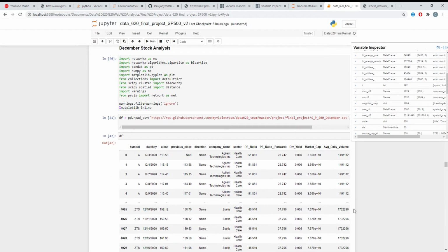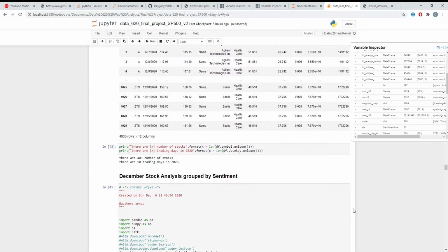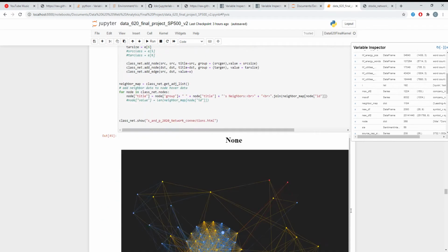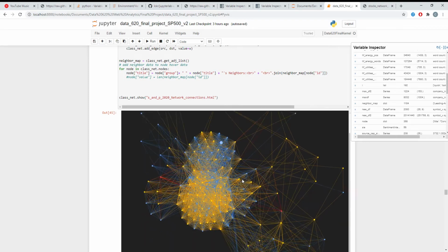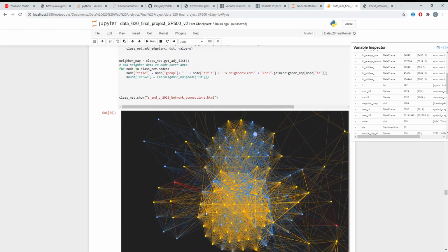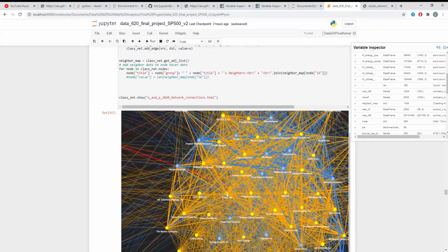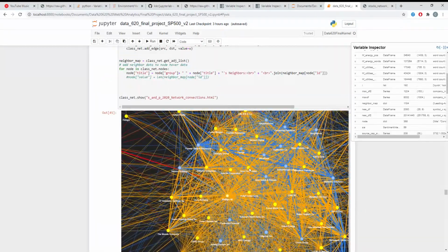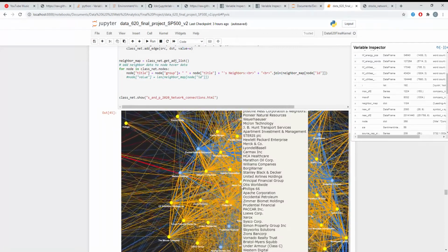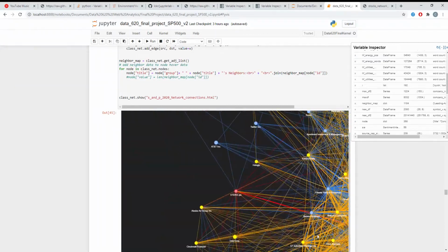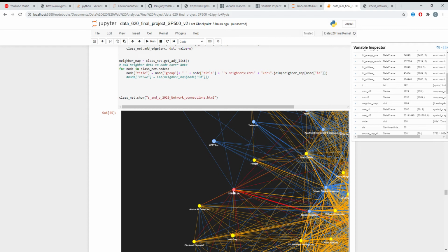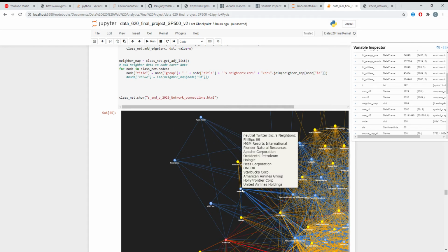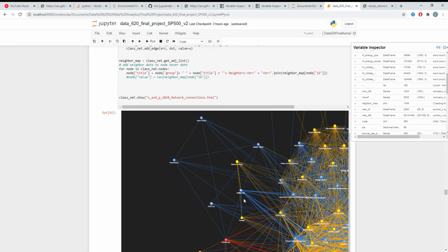I also do an analysis just looking at the December data, and there are only 10 trading days in December. In this analysis I took those sentiment scores and colored each of the nodes not by sector like I had done before, but by the overall sentiment. Yellow here is positive sentiment on Twitter during the month, red is negative sentiment, and here is neutral Twitter sentiment.